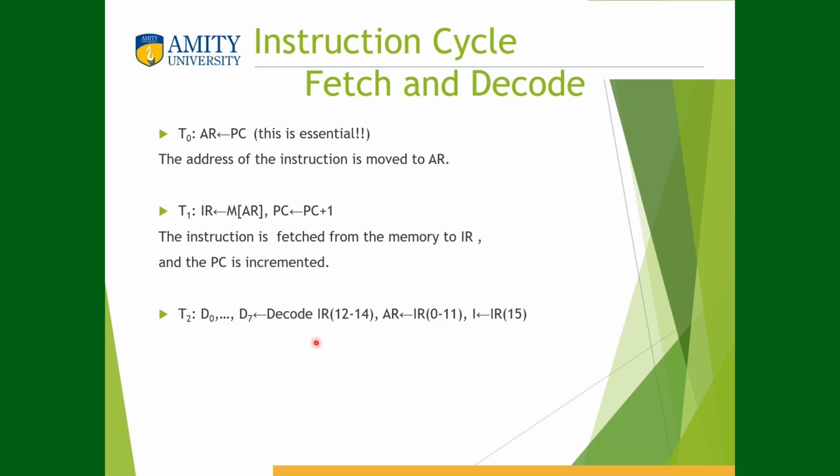At T2, we decode the instruction. The instruction is decoded from D0 to D7. We get the opcode from IR bits 12 to 14. This will be the opcode from the instruction register that is decoded. We also take the address from bits 0 to 11 and we store it to the address register. And then the I bit is also taken from the 15th bit of the instruction register. And this here is the decoding of the entire instruction: the opcode, the address, and the addressing mode. This is done at T2.